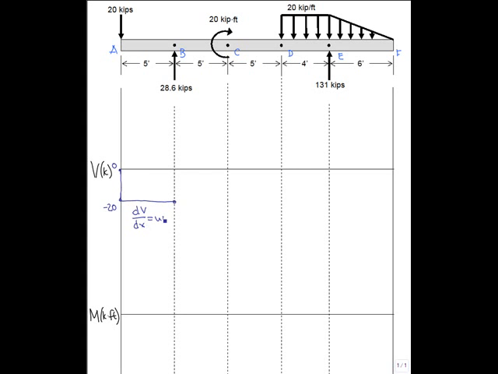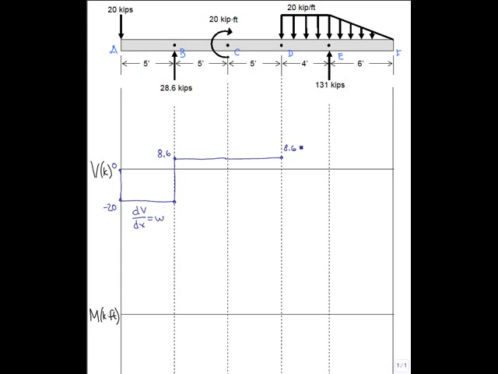The 28.6 kip load at B causes another jump in our shear diagram, starting at negative 20, increasing 28.6 to a magnitude of 8.6 kips. Again, between B and C there is no applied load, therefore there is no slope. We have a horizontal line, or a line with a slope of 0. The applied moment at C does nothing to our shear diagram, so this horizontal line continues on to point D, maintaining an internal shear force of 8.6 kips.